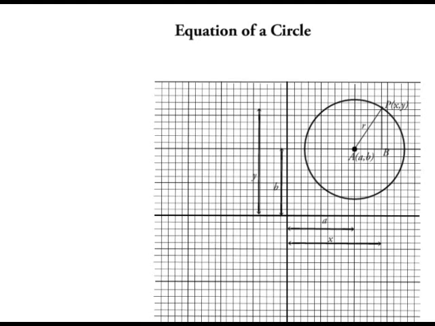From the right angle triangle ABP, AP is equal to r, AB is equal to x minus a, and PB is equal to y minus b. Using the Pythagoras theorem, x minus a squared, that is base squared, plus y minus b squared, height squared, is equal to r squared, that is the hypotenuse squared. This is the general equation of any circle on the Cartesian plane.